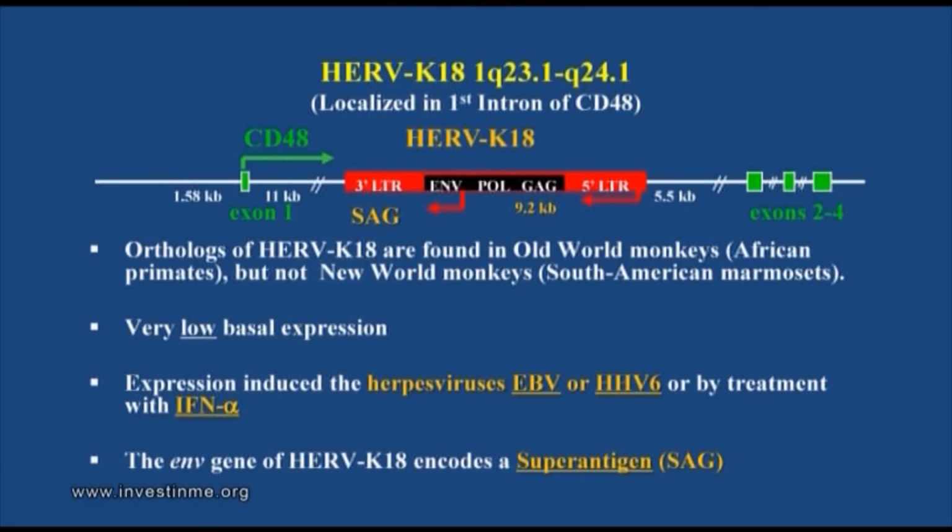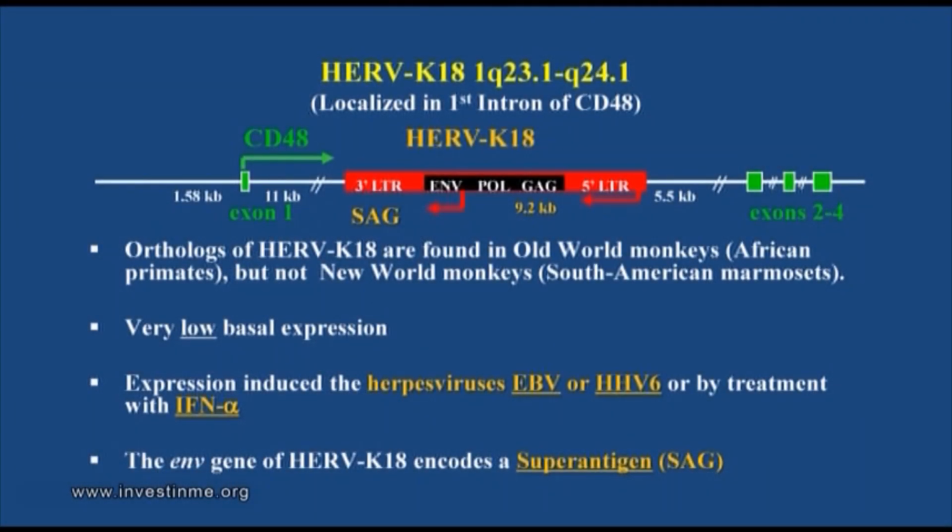The main characteristic of this retrovirus is that it's very, very low expression level. So basically, in a healthy individual, we can see only very low baseline level expression. However, we found that this retrovirus can be induced to be transcribed very easily. And the first one which we found to do this is the Epstein-Barr virus. And that was actually our connection with CD48, because as I said, CD48 itself is induced by EBV. More recently, we found that another herpes virus, HHV6, can also lead to the transcriptional induction of this retrovirus.